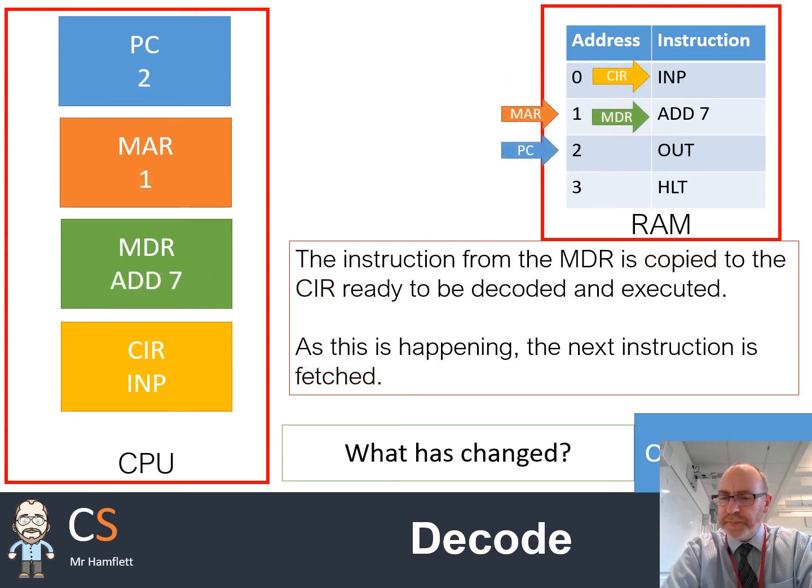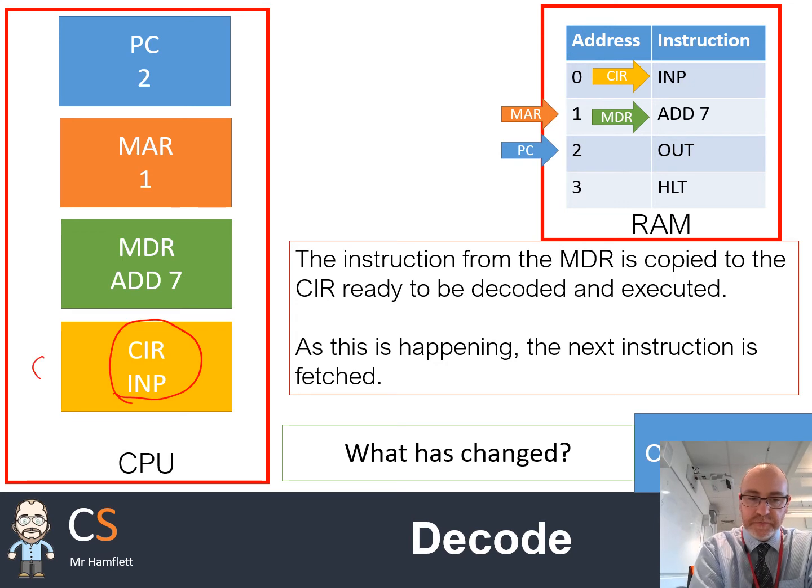Now, to complete the picture, you might be wondering, why do we have so many registers in the first place? Why can't we just simply get the instruction? Well, the reason is quite simple. We can actually execute one instruction while we're fetching the next. So this diagram is showing that. Notice that instruction 0 is in the CIR. It's been decoded and executed.